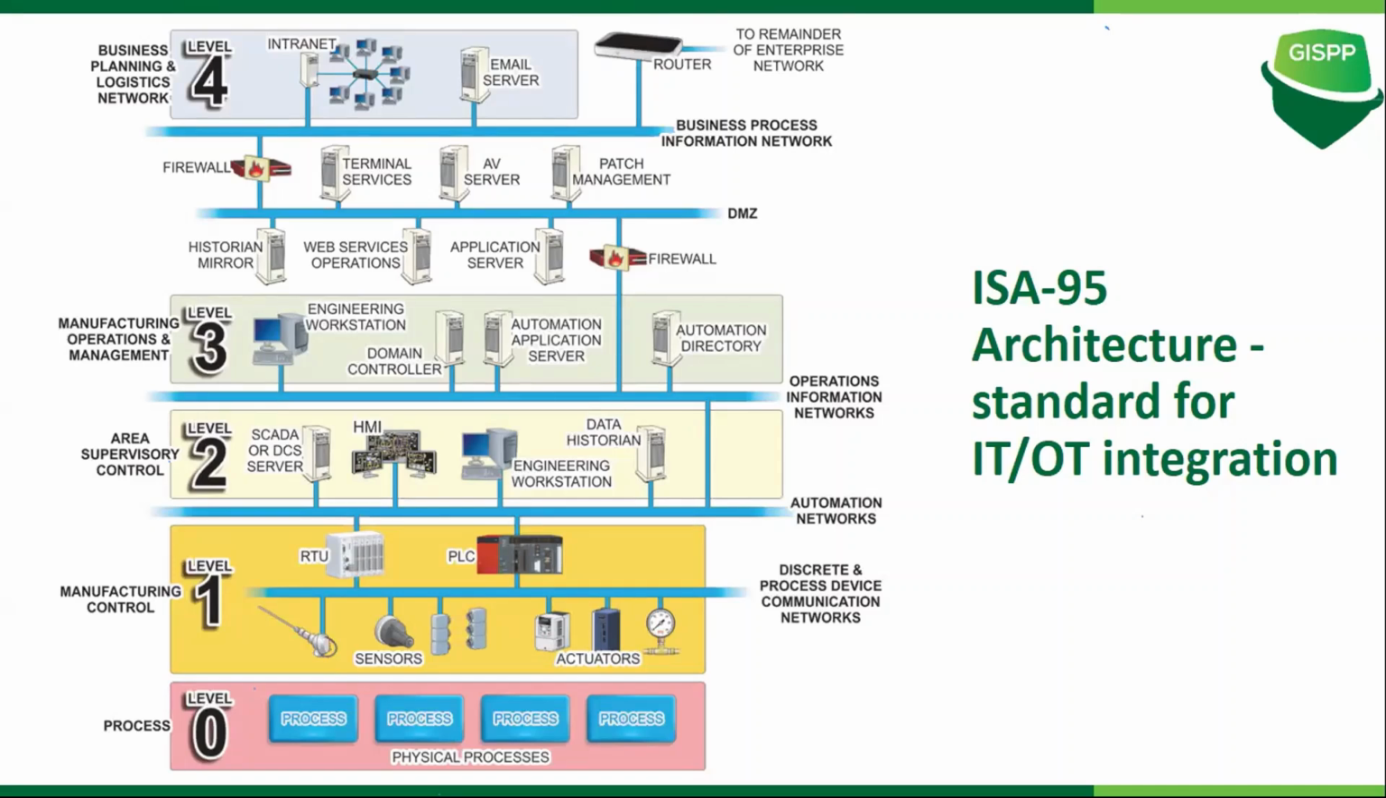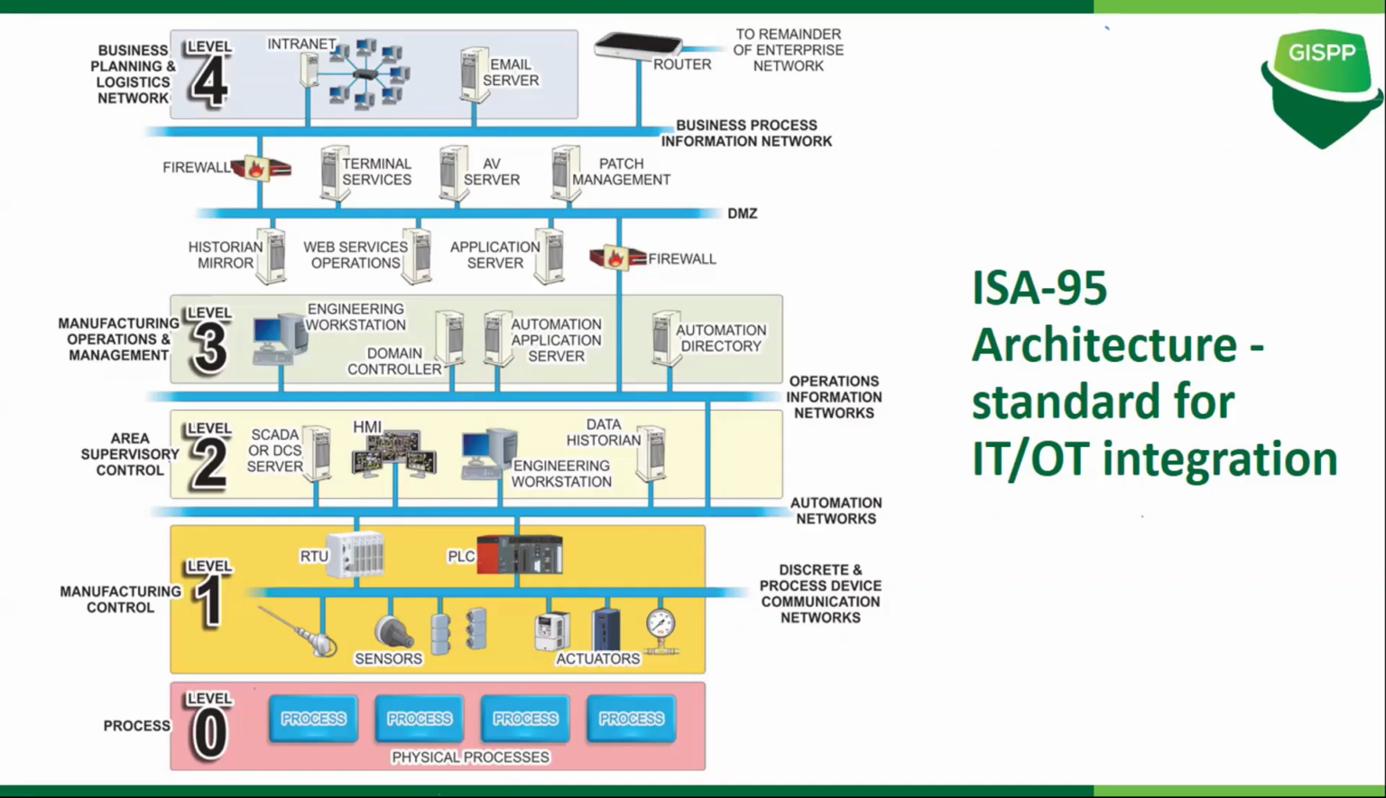At level 0, you can see we are discussing the physical processes that are happening on the PLC. In level 1, we are discussing the devices that are part of the PLC: sensors, actuators, PLC, RTU, all these devices. And at level 2, we are talking about the supervisory control system: the data historian, workstations, normally devices called SCADA or the supervisory workstations or servers.